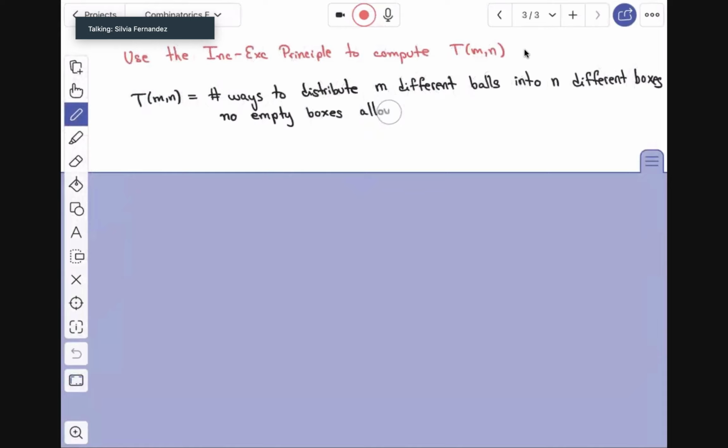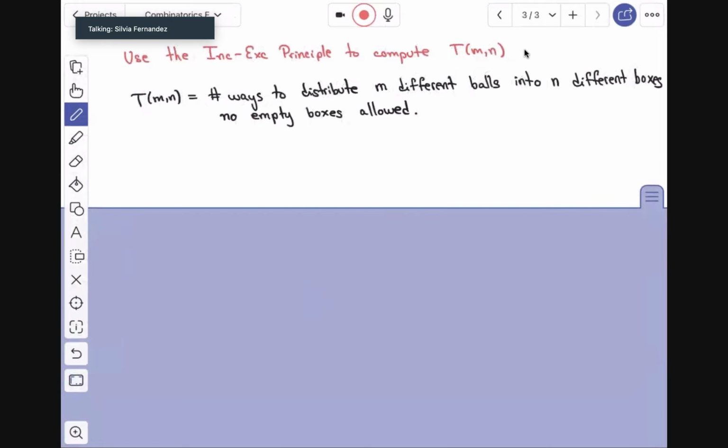Remember, if we don't have this restriction, each element has n boxes to go into, and so your answer is n to the n. So without this second line, it would be very easy. Use the n to the n. But because we have this, then we're in a little bit of trouble. And so what we do is, because we don't want empty boxes, we're going to define our sets in terms of what we don't want to happen.